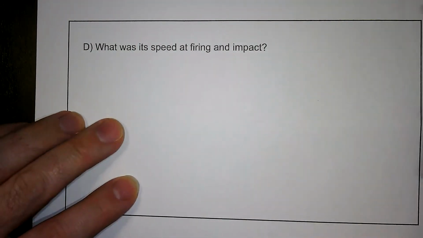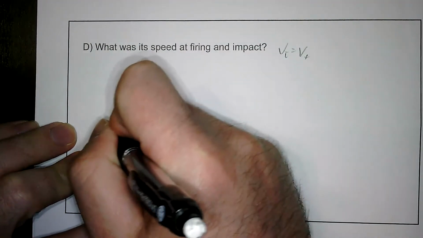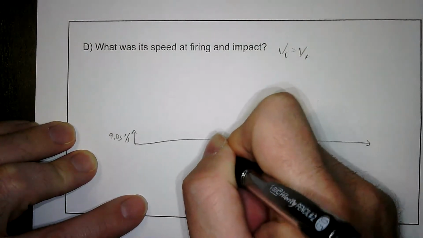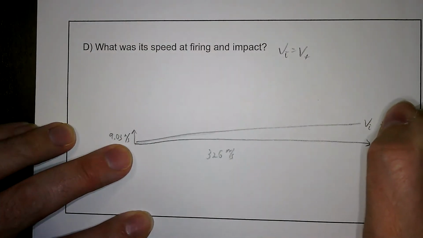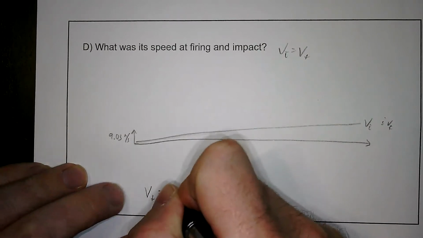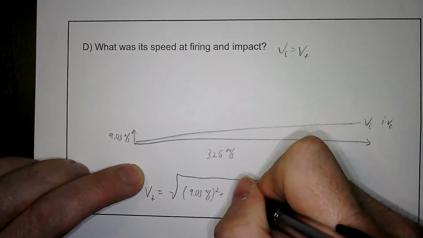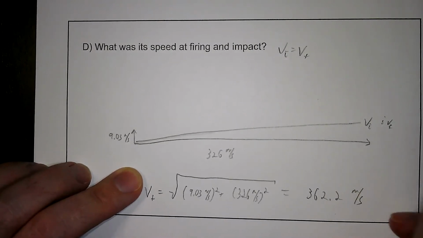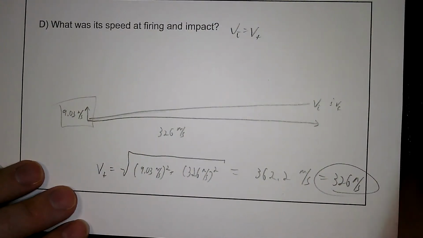What was its speed at firing and impact? Again, velocity initial is going to be equal to velocity final, so those two have to be the same, so it really doesn't matter which one we solve for, but we now have a velocity in the y direction and a velocity in the x direction, not to scale here. I know even at that exaggerated, it's still not to scale. And so then we're looking at using Pythagorean to figure out the hypotenuse there, and for that we're going to use that velocity final is equal to root 9.03 meters per second squared plus 326 meters per second squared, and then that gives us a final of 362.2 meters per second, which you will notice when we round off with sig figs, is the same as the horizontal speed, or in other words, the amount of vertical speed that it has is essentially negligible here.